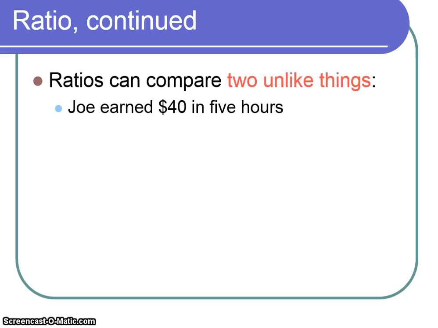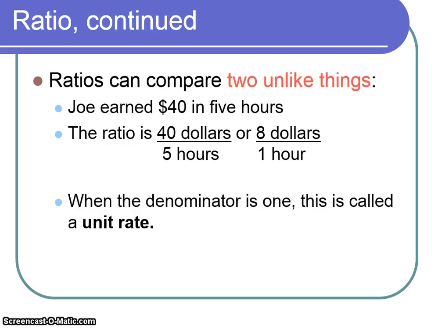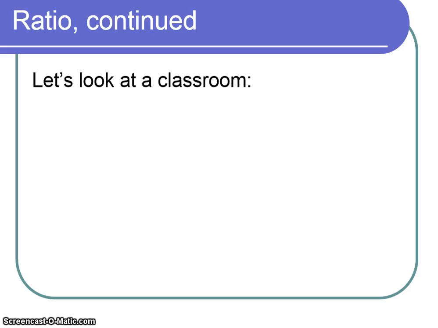Now, Joe earned $40 in 5 hours. So the ratio would be $40 over 5 hours, and we would reduce that, since 5 will go into both of them, to $8 per hour. Now, when you have a 1 on the bottom, when the denominator is 1, it's called a unit rate. And we're going to be doing lessons about unit rates later. There'll actually be some questions on your EOI and the OCCT, for those of you taking that, about unit rates.